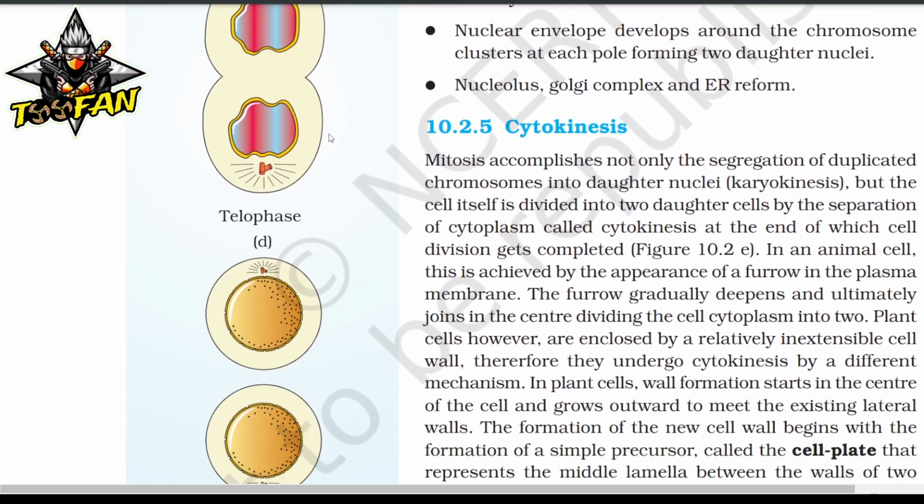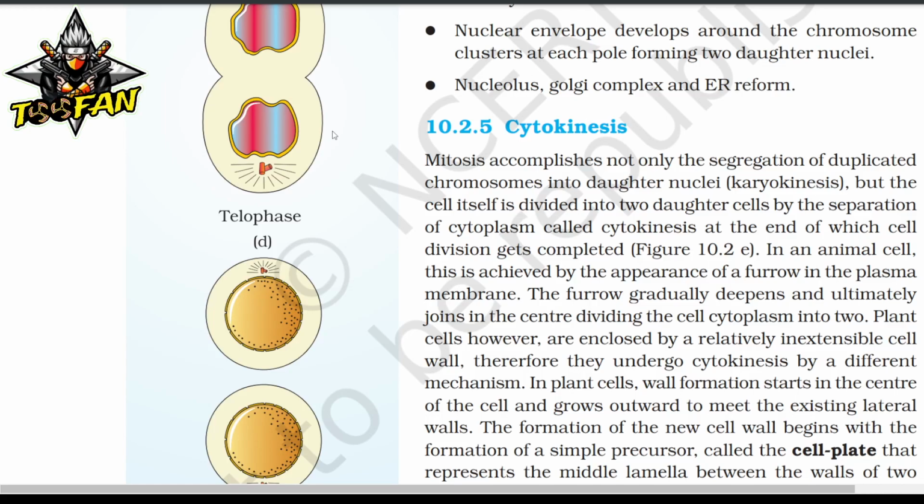Cytokinesis. Mitosis accomplishes not only the segregation of duplicated chromosomes into daughter nuclei, karyokinesis, but the cell itself is divided into two daughter cells by the separation of cytoplasm called cytokinesis, at the end of which cell division gets completed. In an animal cell, this is achieved by the appearance of a furrow in the plasma membrane. The furrow gradually deepens and ultimately joins in the center, dividing the cell's cytoplasm into two.